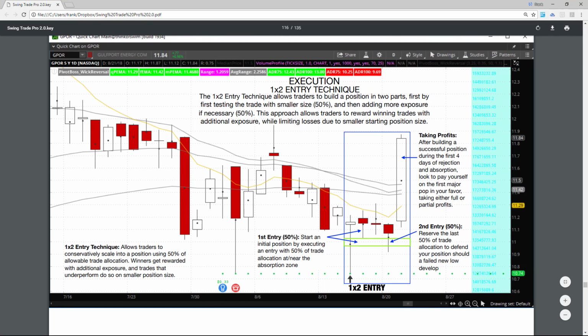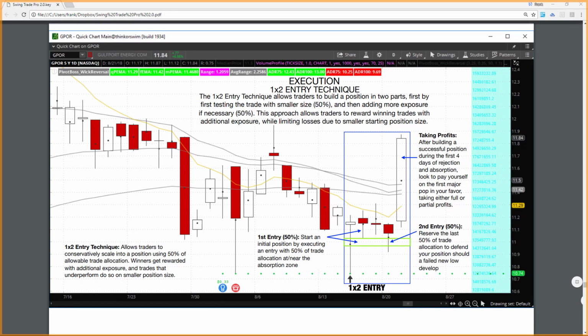So again, we have the same example here in GPOR, but different entry opportunities. So number one, again, you can enter here at the end of the day, but say you're a little bit more cautious and you want to see price pull back so it gives you a better opportunity to get a cheaper fill.